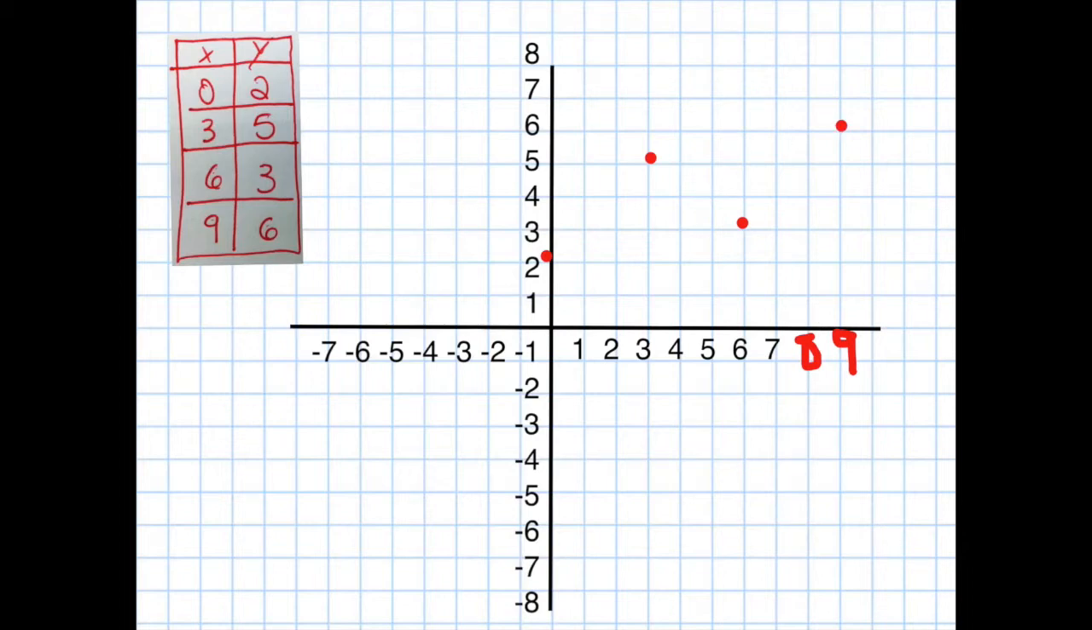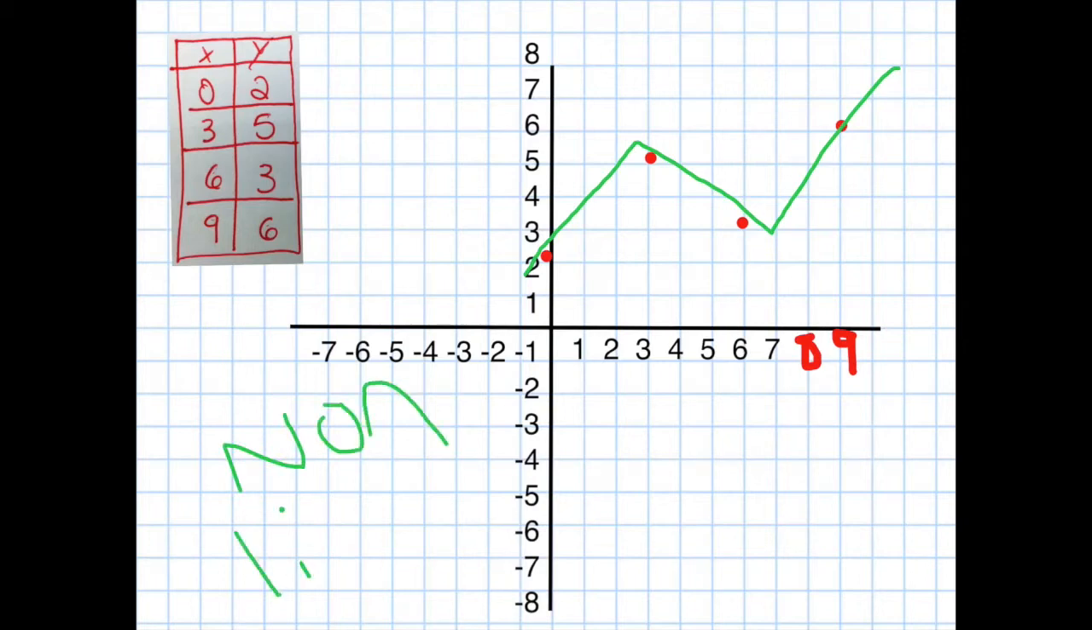So, I don't know about you, but if I look at this, I don't really see a line. If I tried to connect these dots, I'll connect them with green. And, yeah, this is not linear. This is non-linear.